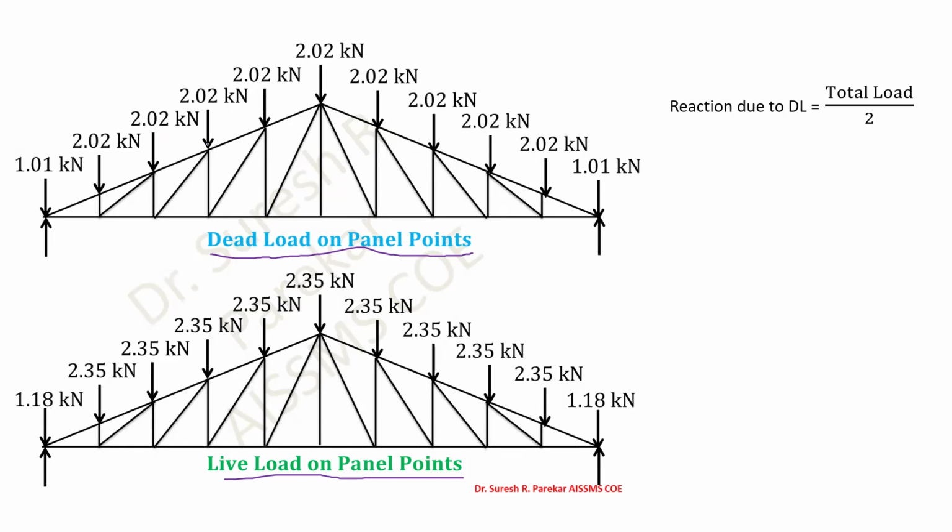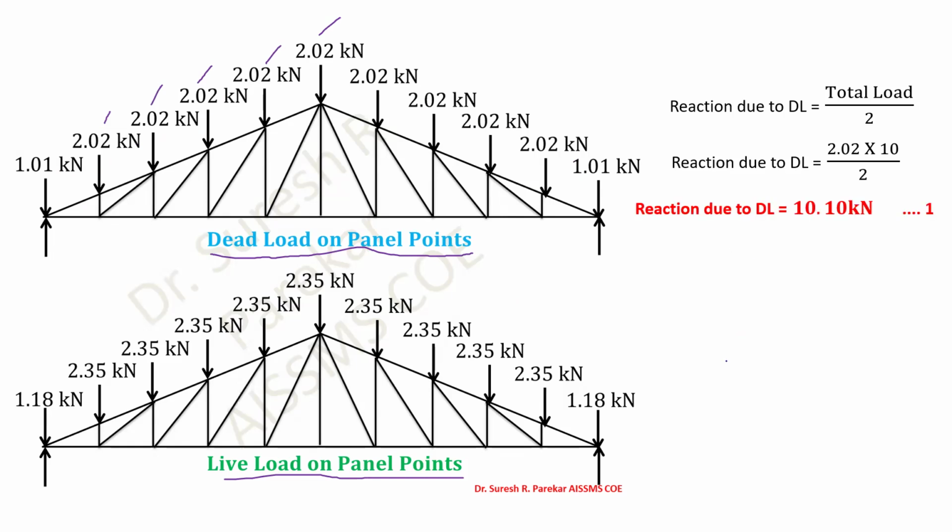So total load by 2. So you can see we have how many? 2.02, 1, 2, 3, 4, 5 and 4, this 9, 1.01 both sides. So we have 10. So we have 2.02 into 10 by 2, and this value comes 10.10 kilonewton. So this is only due to dead load.